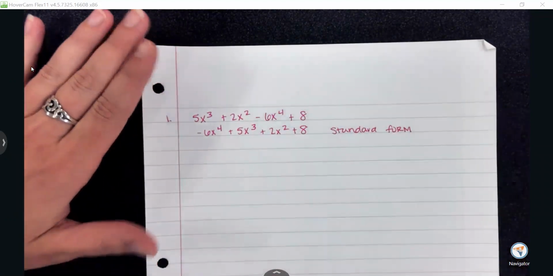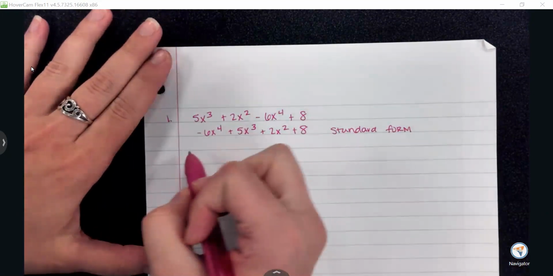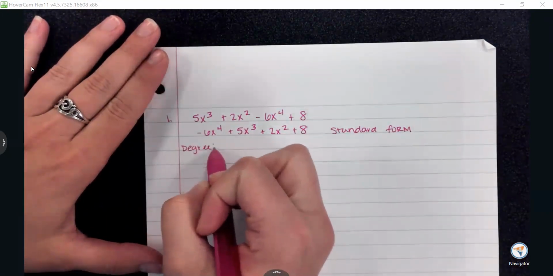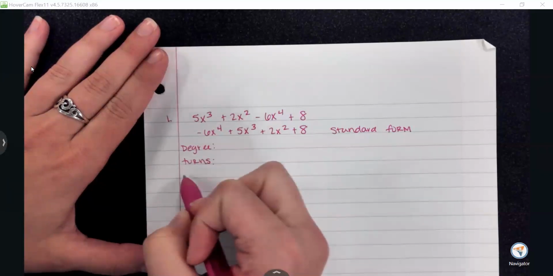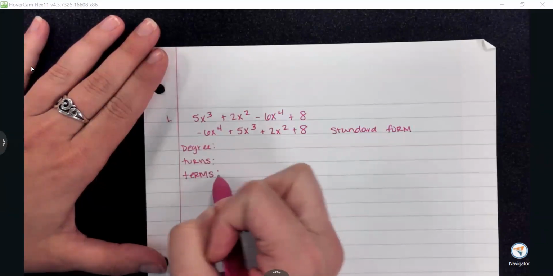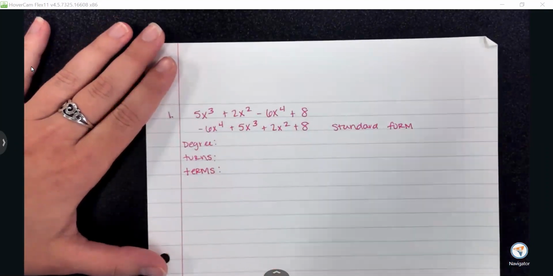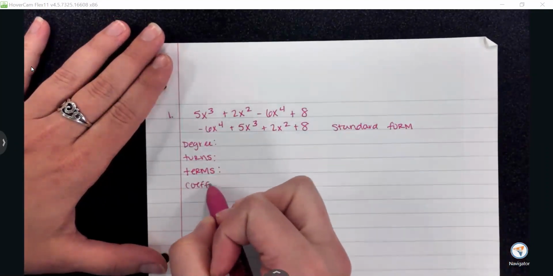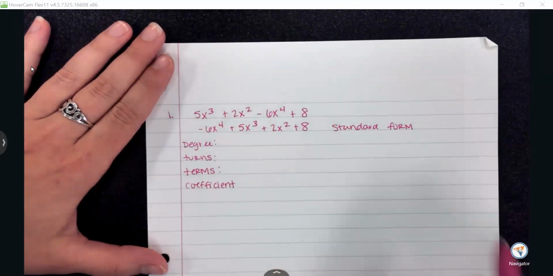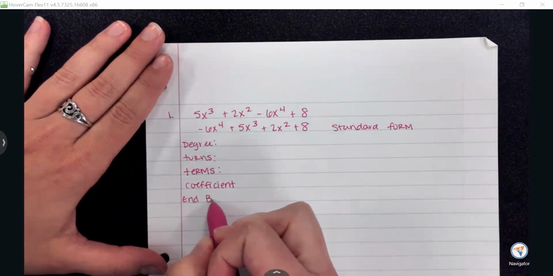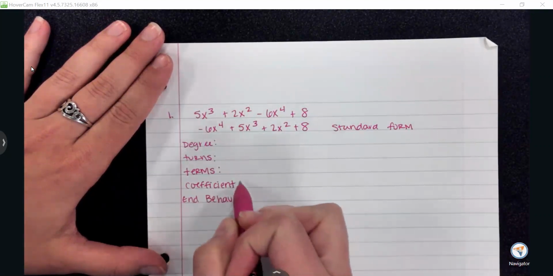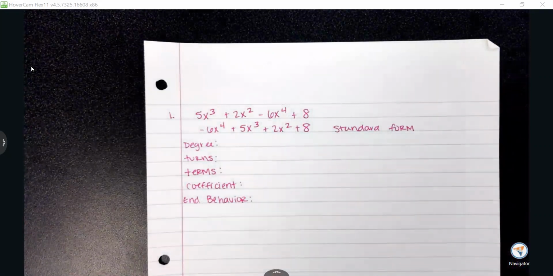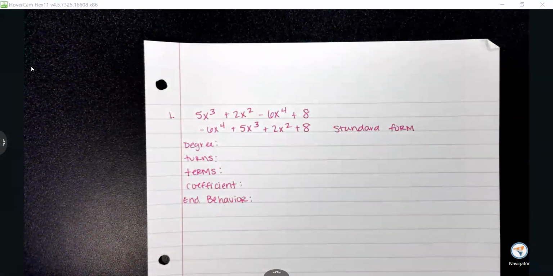Now, the paper you have to do today is going to ask you a bunch of questions. Questions like, what's the degree? How many turns? How many terms? These are two different things, okay? It'll ask you if your coefficient is positive or negative, and it'll ask you about the end behavior, and it might even ask you to sketch a graph. So we're going to go over a few of these things real quick. I promise this is not hard. There is no math involved, no algebra, but it is memorizing and understanding where the answers come from.